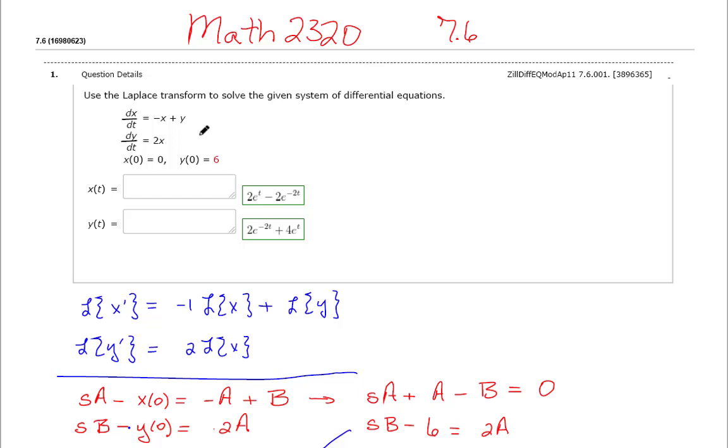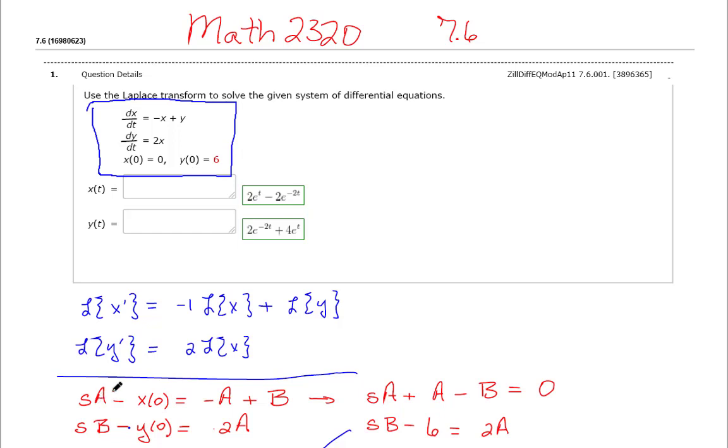Welcome to Math 2320. This is section 7.6. This is our last section in the chapter on Laplace transforms. In this case, we're applying Laplace transforms to a system of differential equations. And in our first problem here, we have a set of first order problems with some initial conditions.